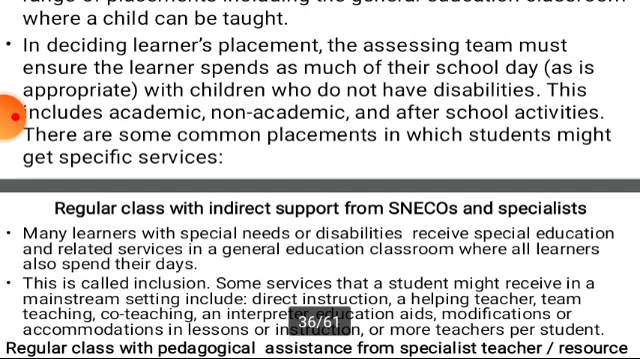That's why I said in deciding learners' placement, the assessment team must ensure the learner spends as much of their school day as is appropriate with children who do not have disabilities. This includes academic and non-academic and after-school activities. There are some common placements in which students might get specific services.